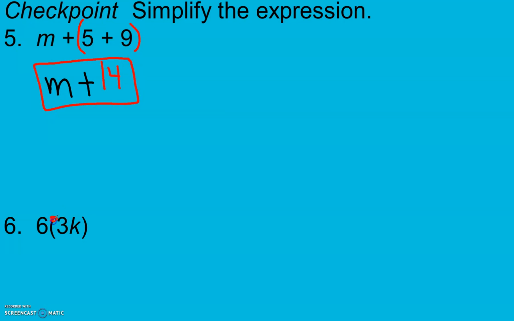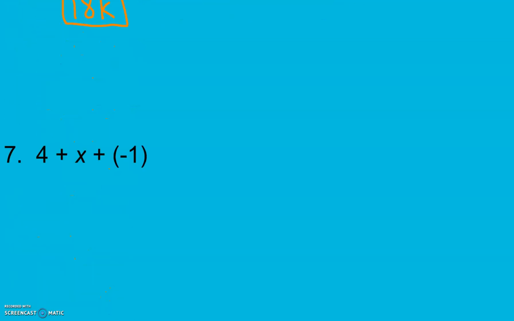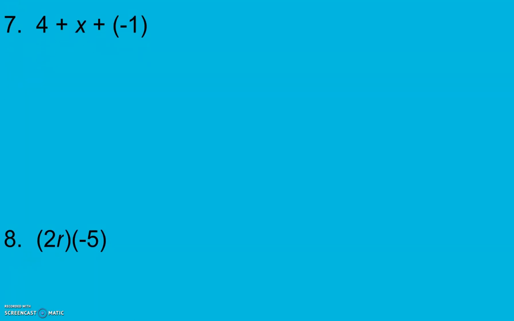In 6, I can't take 3 times k until I know what k is, so I'm going to drop my parentheses there, which means I just grouped it differently. I grouped it so that it's not grouped, which is still our associative property. Now, PEMDAS says we multiply left to right. 6 times 3 gives me 18, and I'm still multiplying by that k. There's nothing else I can do to simplify there. Feel free to pause and give this one a try.